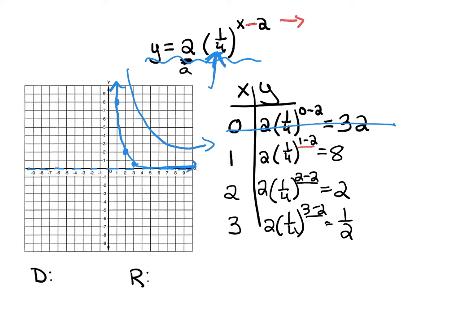All right, and the last thing, domain and range. This actually is going to be similar to what we've been working on. The domain is all real numbers because it goes forever and ever in both x directions. But our range are only y values greater than 0.